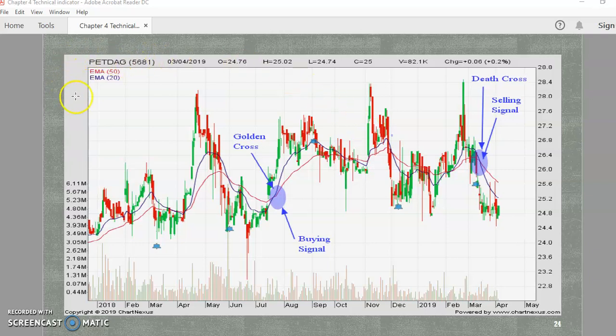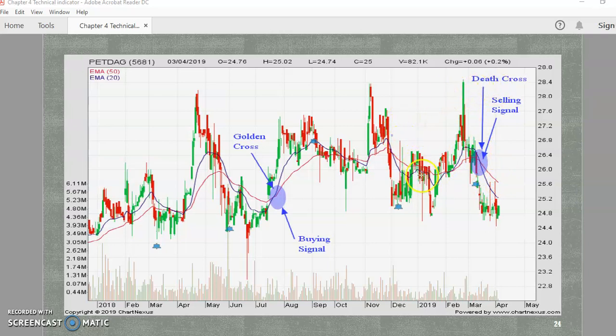In this example, I'm using a 20-day and a 50-day moving average. The blue line is the 20-day, or shorter, moving average, and the red line is the 50-day, or longer, moving average. So over here is the golden cross. During the intersection, whenever the shorter moving average crosses above the longer moving average, it indicates a buying signal or bullish signal. The other way around, if you see the shorter moving average cross below the longer moving average, like in this example, this is a selling signal or bearish signal, which we also call a death cross.